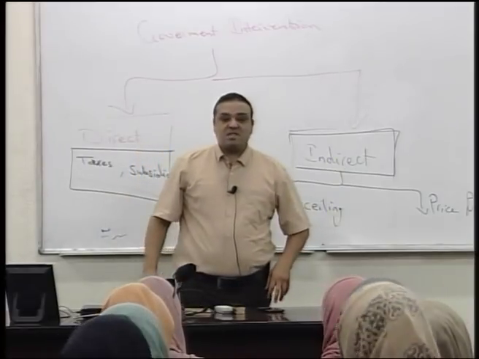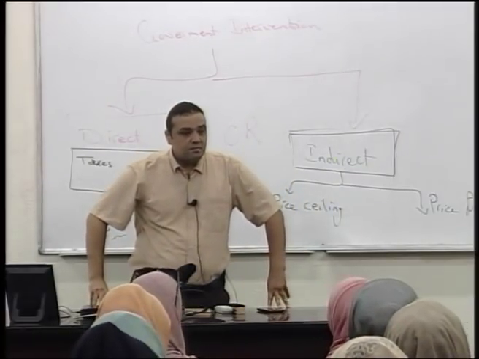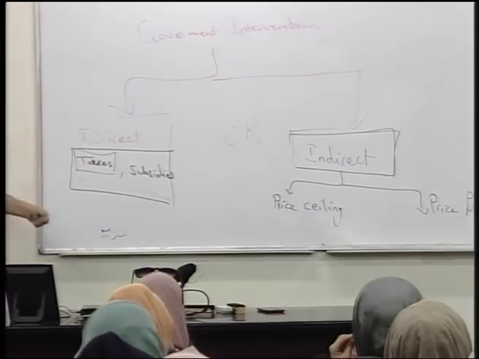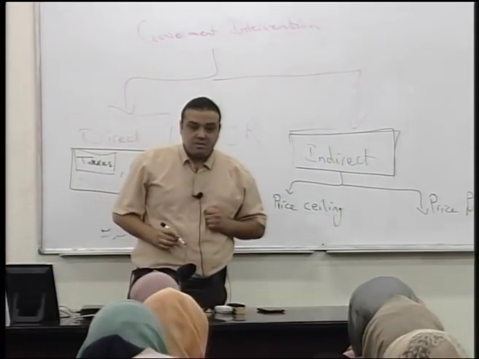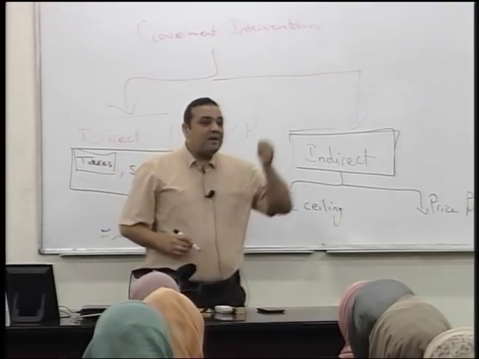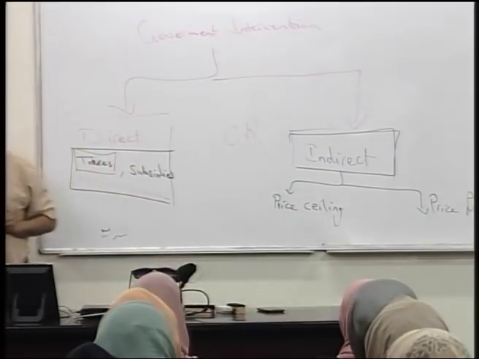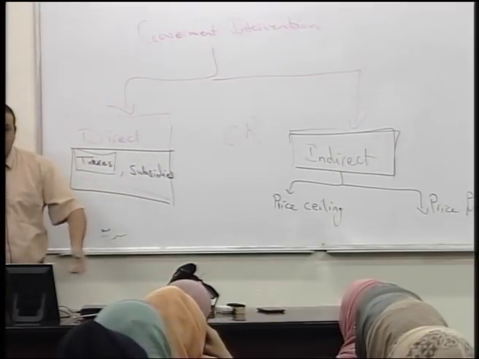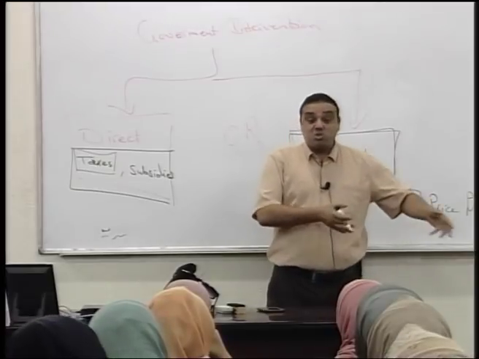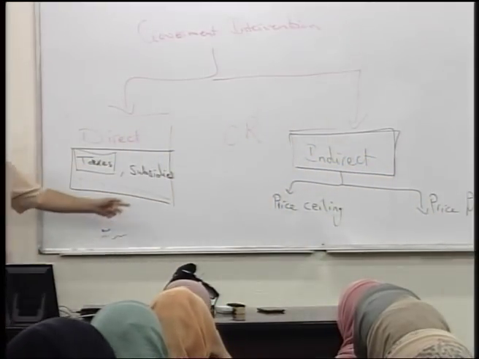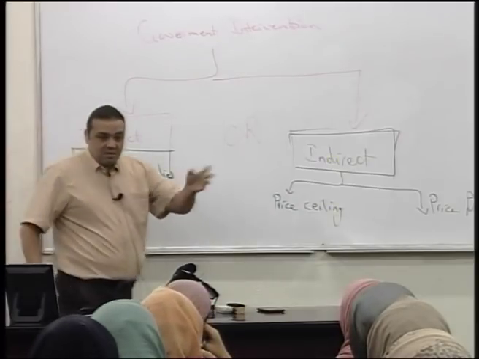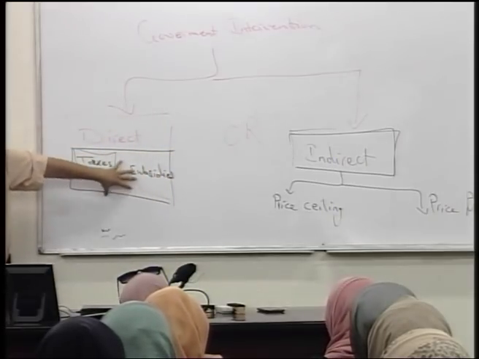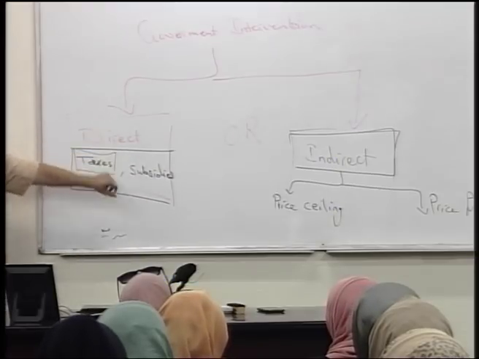So, sometimes the government intervenes by setting taxes directly on the producers or sometimes on the consumers, which means that we have a direct intervention in the economy. Or sometimes the government subsidizes the producers to produce more. Sometimes there is a supply shortage, so the government can subsidize the farmers, the producers, the different groups who produce different bundles of goods and services. Okay? This type is called the direct intervention.